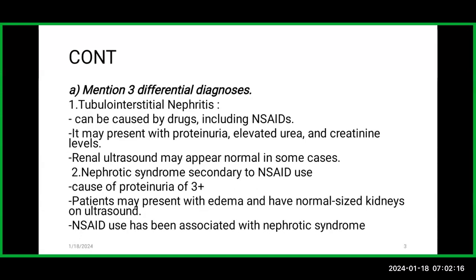And my second differential is nephrotic syndrome, which is secondary to NSAID use. NSAID has been implicated as a cause of nephrotic syndrome. And we have other things like presence of proteinuria, which is in the nephrotic range, and patients also present with edema and normal size kidney, which is in keeping with nephrotic syndrome.